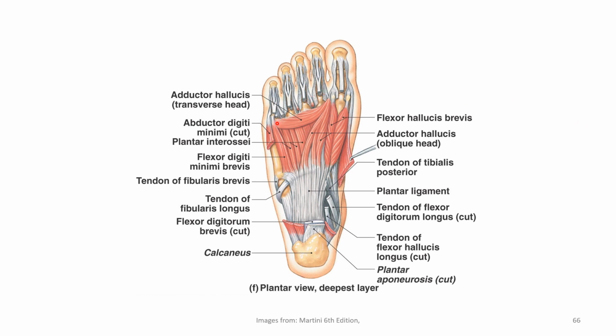This is even deeper. So this is the adductor hallucis. It looks like the number 7. There are two heads. This is the oblique head and the transverse head of the adductor hallucis muscle. This has the flexor hallucis longus tendon removed, so you can see the flexor hallucis brevis right here. This is flexor digiti minimi brevis right here. This is the plantar ligament.